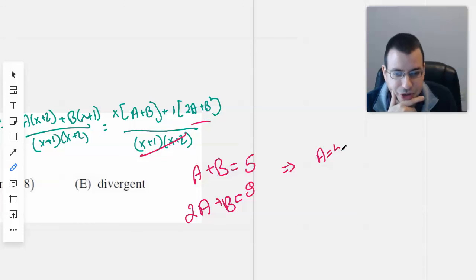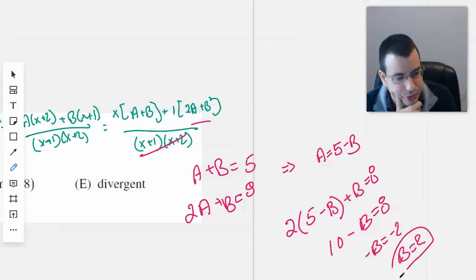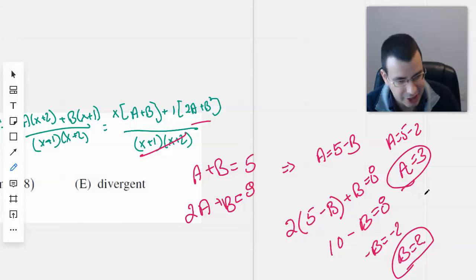A equals 5 minus B. So 2 times A is just 2 times (5 minus B), plus B equals 8. So 10 minus B equals 8. Negative B equals negative 2. B equals 2. A equals 5 minus 2. A equals 3. Except that looks like an R.